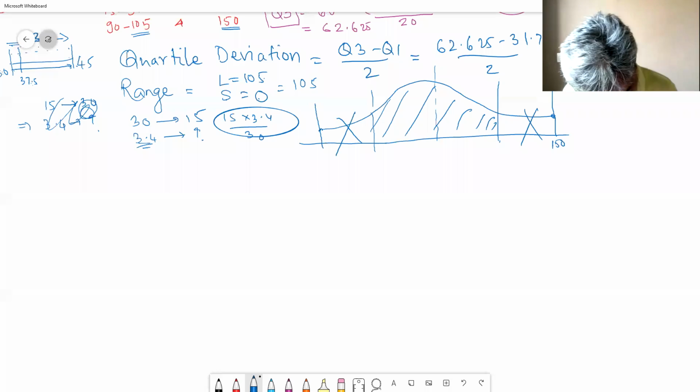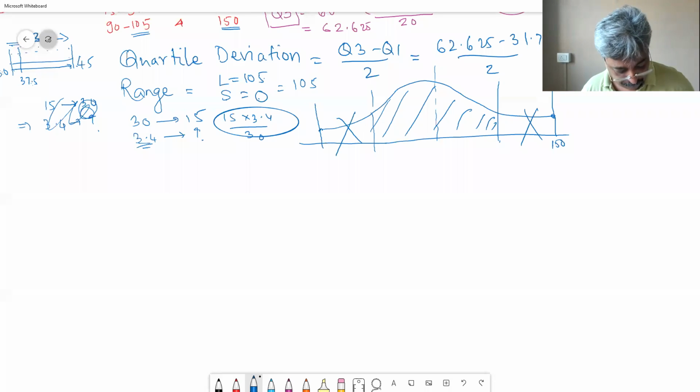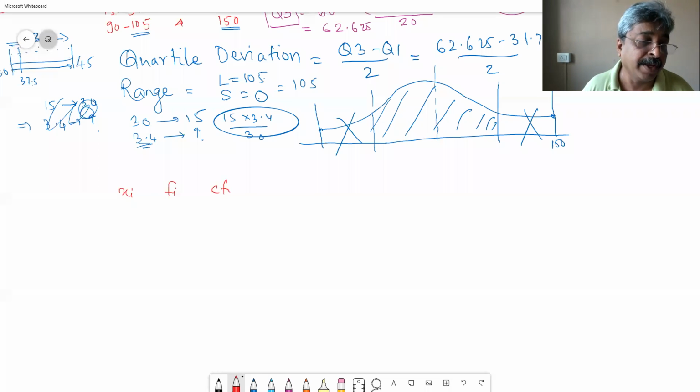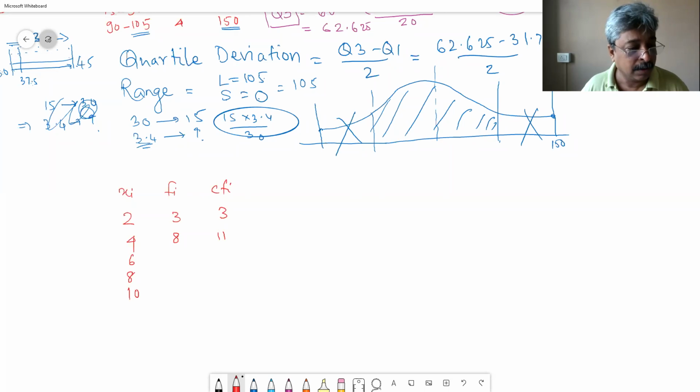Problem number 2. Quartile deviation of the following frequency distribution: xi, fi, cfi. For 2, there are 3; for 4, there are 8; then 8, 9, 10, 11; and frequencies 6, 8, 10, 11.